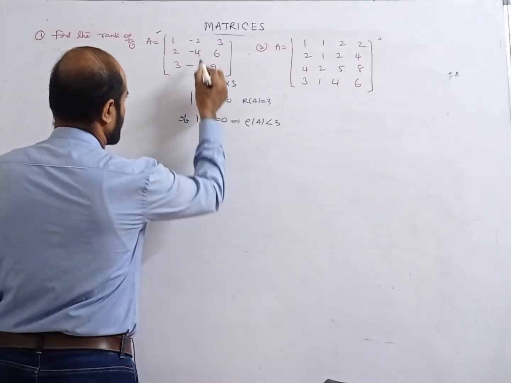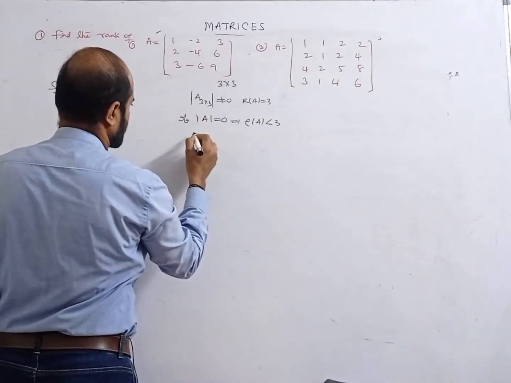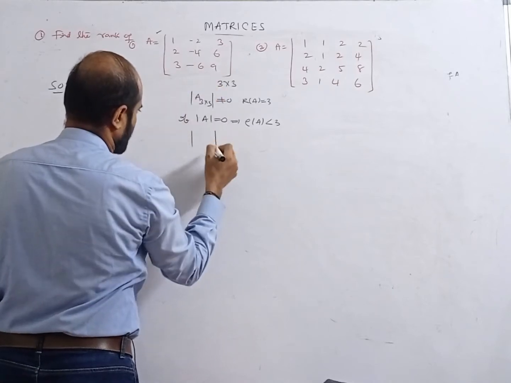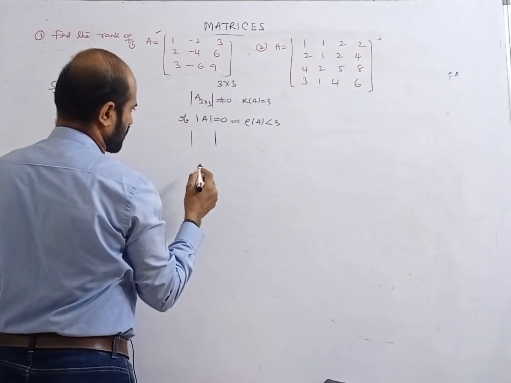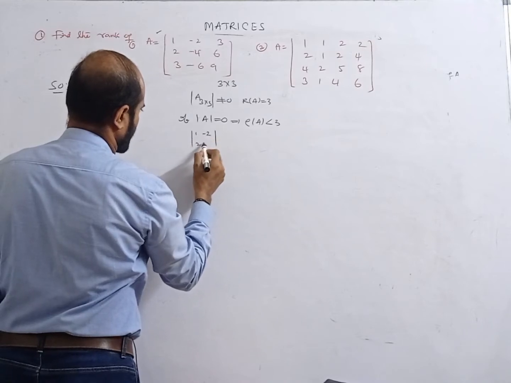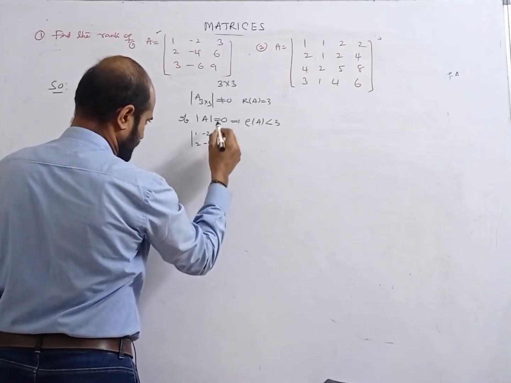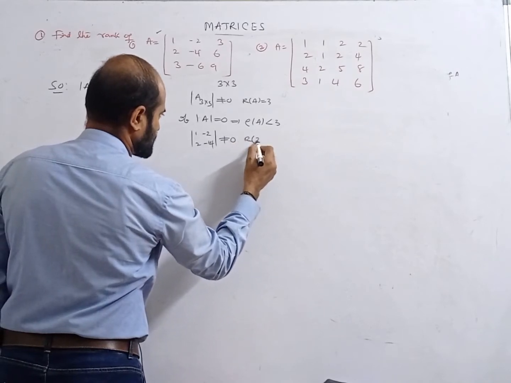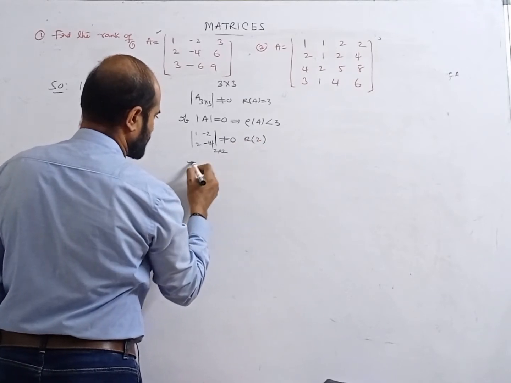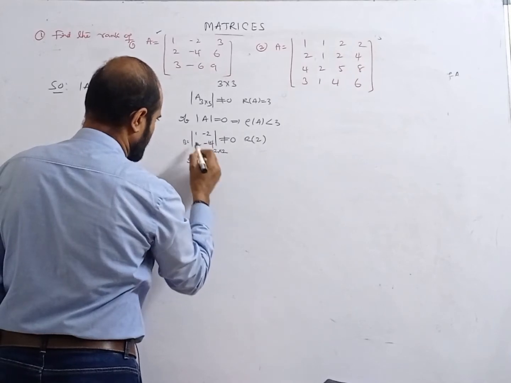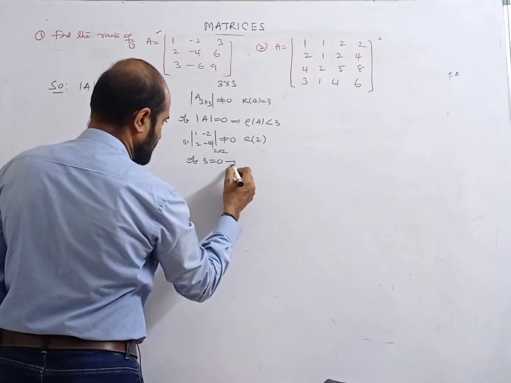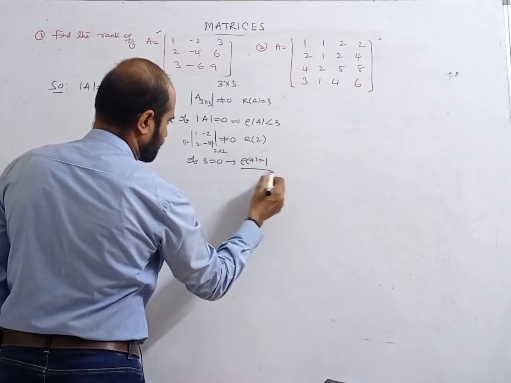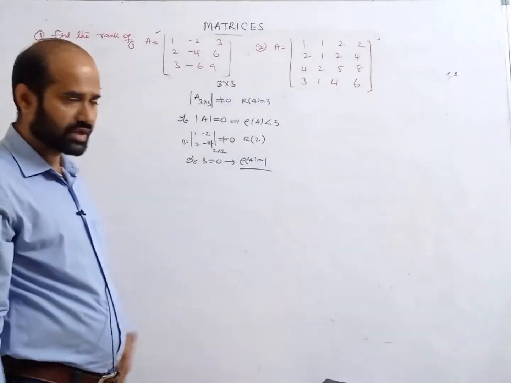Then you take any 2 by 2 matrix from this determinant. Let us suppose I take [1, -2; 2, -4], and I can find its determinant. If the determinant is not equal to 0, then the rank is 2, since it is 2 by 2. If this matrix, let us suppose B, has determinant equal to 0, then the rank is less than 2. It means the rank of A is 1. This is the procedure, right?